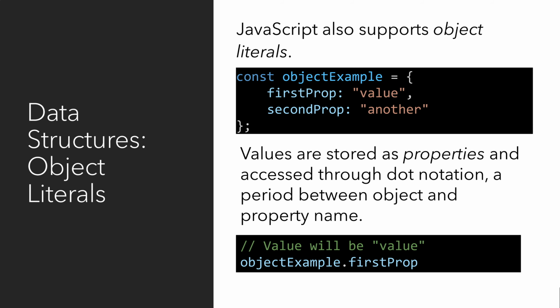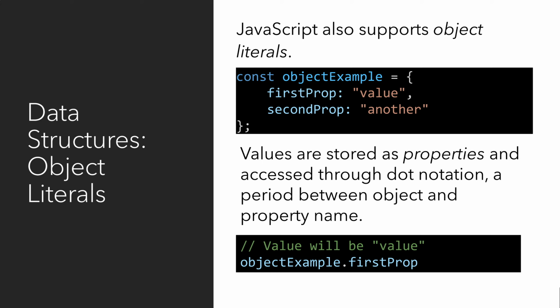JavaScript also supports what is called object literals. These are objects defined literally where all of its properties or methods are stored and defined one by one in a literal method. In this case, notice the example of objectExample using open and closing curly brackets instead of the square brackets used with arrays. In this case, firstProp is set to the value, and secondProp to another.